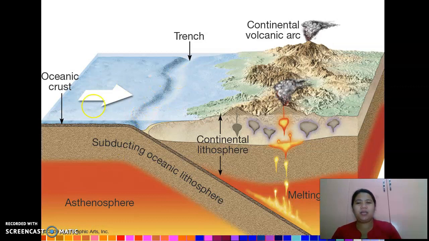Now, it is not only the trench that is formed in here, it also forms volcanoes, because on this part, the interaction between the two creates friction. Now, this friction releases heat. The heat melts the rocks on this particular portion, and then the magma goes up because it is less dense than the surrounding rock. As an effect, it rises up, leading to the formation of volcanoes and mountain ranges on the upper crust.